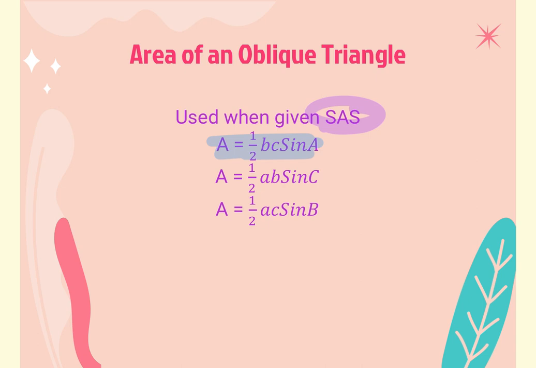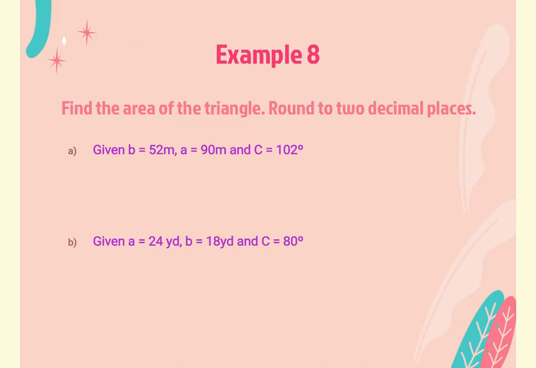And then if you're given side AB, then you would use angle C. If you're given side AC, then you would use sine of angle B. So it's 1/2 the product of the sides times the sine of the angle. And it will literally give you exactly that. So I'm just going to do the first one, and then we'll go back to the next one next week. It says find the area rounded to 2 decimal places.